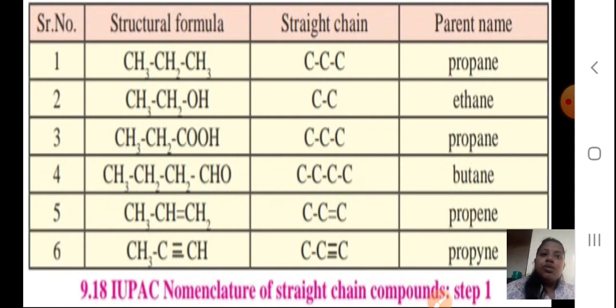Okay, step 1 is clear to you students. That is, whatever the alkane, that is the propane, E is replaced by ENE when it is a double bond and YNE when it is a triple bond. Okay, fifth and sixth point you can see serial number.